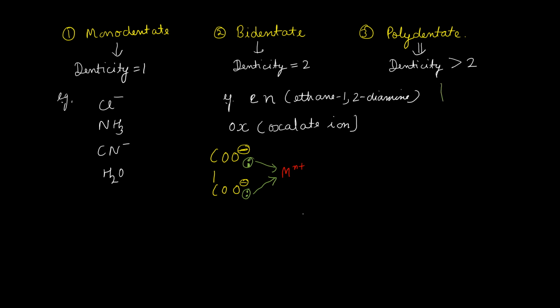Similarly, the best example of hexadentate ligand is EDTA ion. So EDTA ion is the best example of polydentate ligand. Now in this case, the full form of EDTA is ethylene diamine tetraacetate ion.